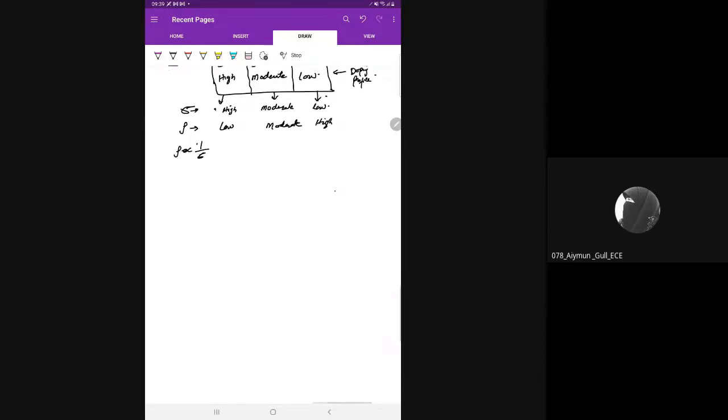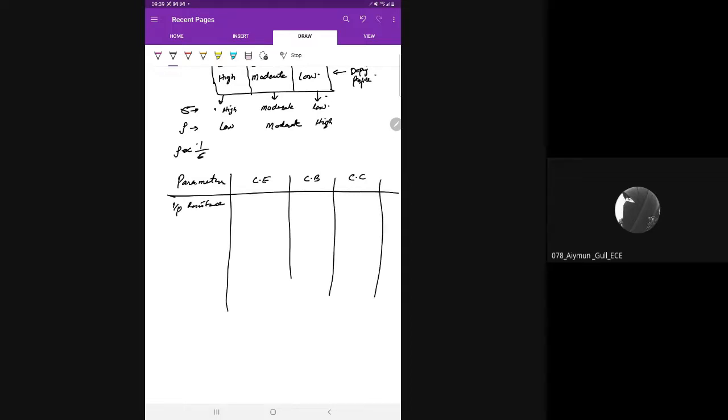Okay, now based on this concept, we'll discuss certain parameters in common emitter, common base, and common collector. So you have input resistance, which is something like this. Input resistance in BJT. You can have another, output resistance.